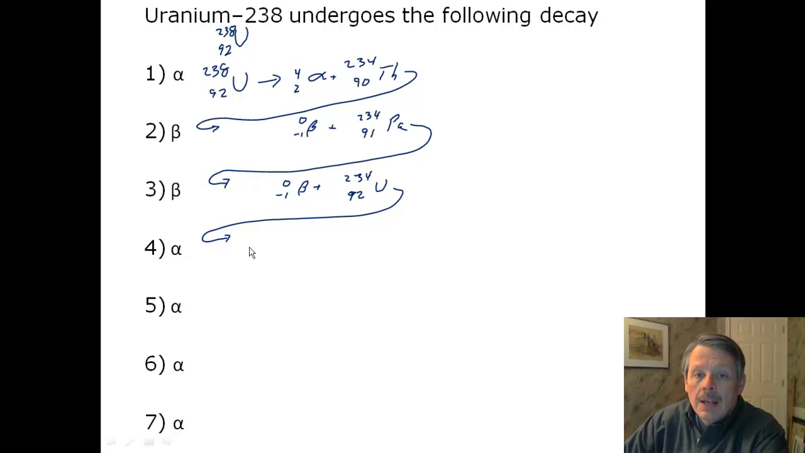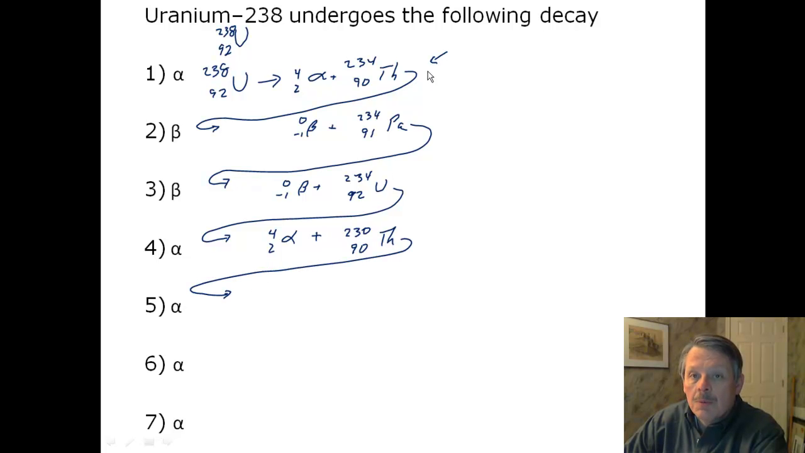And it then goes through alpha decay. Now alpha decay is 4 and 2. And so that means I have 230, and that's 90, and again, that is thorium. But it's not the same isotope it was up here. That was 234, now we're down to 230. So it just keeps changing.